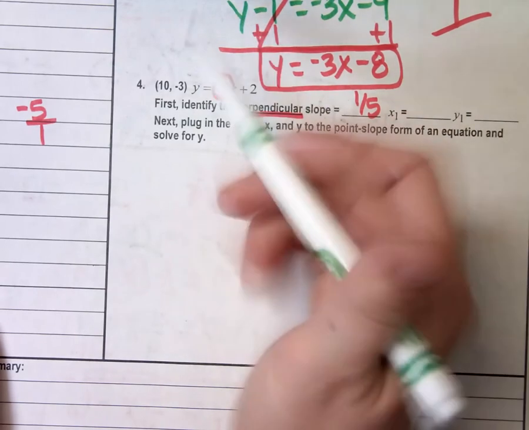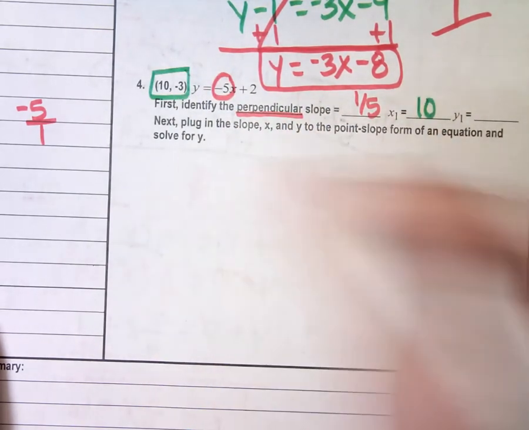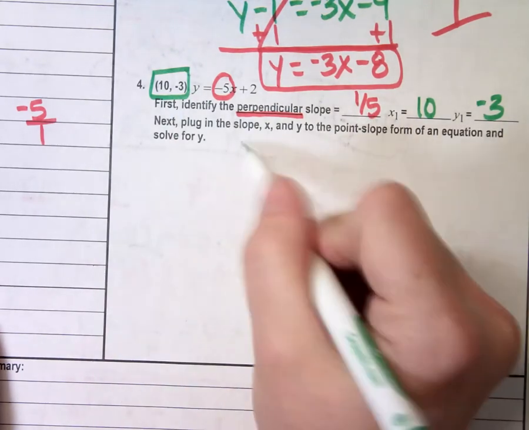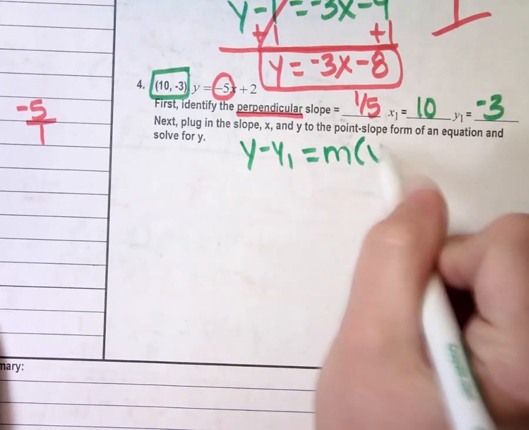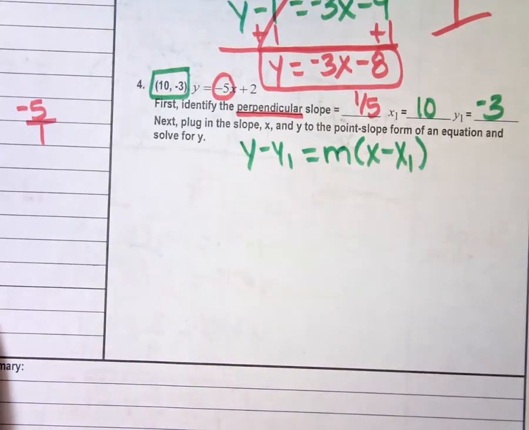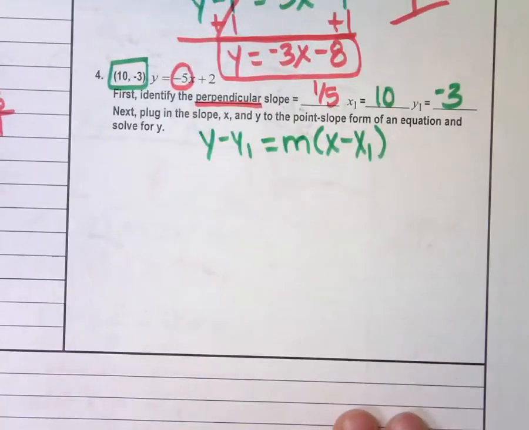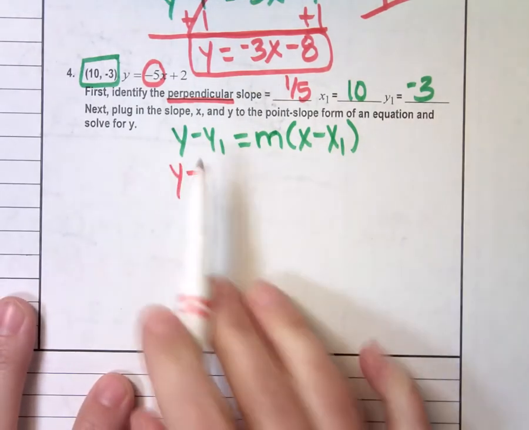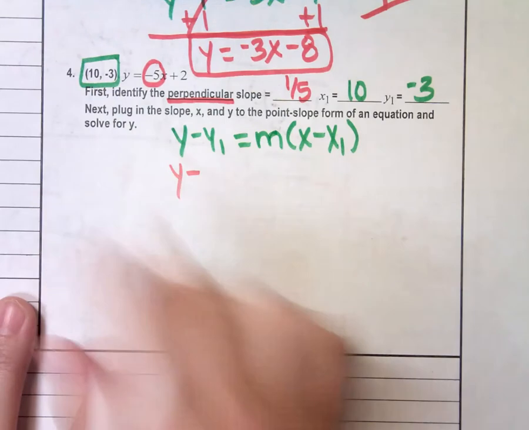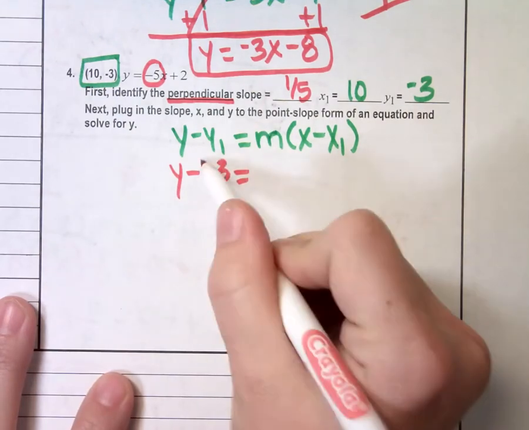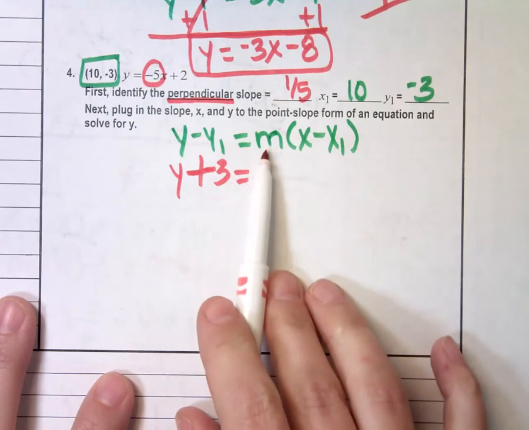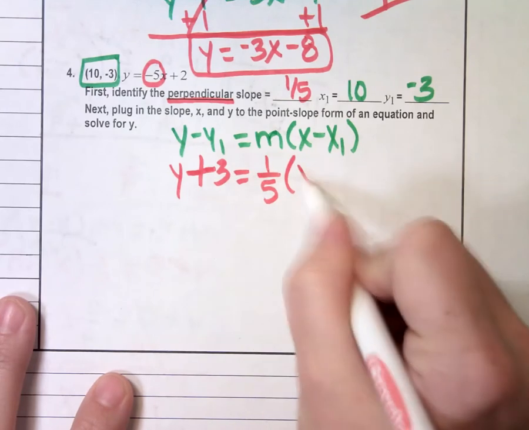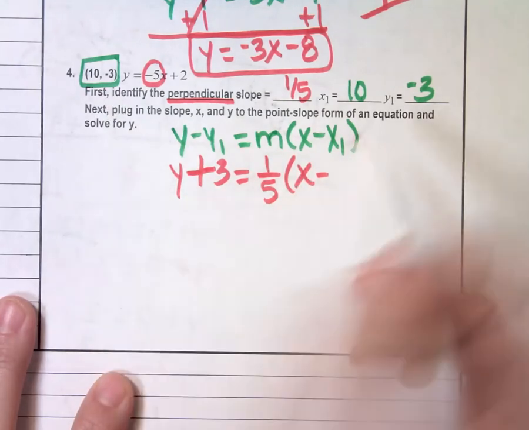Okay, this is the point I want to take it through. 10 is the x-coordinate, negative 3 is the y-coordinate. Since I have my point and I have my perpendicular slope, I'm ready for point slope. So let me write my equation right in front of my face. And now I start plugging in. Y minus the y-coordinate. Which one is the y-coordinate? Negative 3. That minus the negative is going to make a plus. Here I want the perpendicular slope, and the perpendicular slope is 1/5. So 1/5. And then x minus the x-coordinate, which is 10.